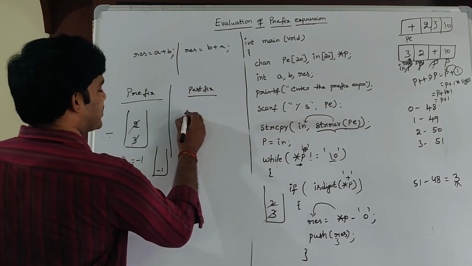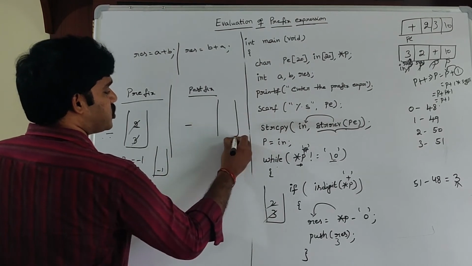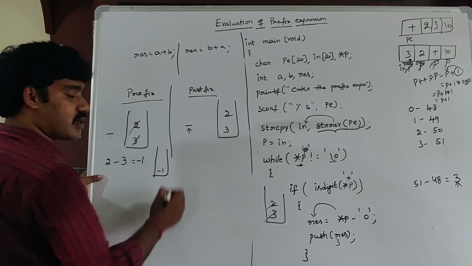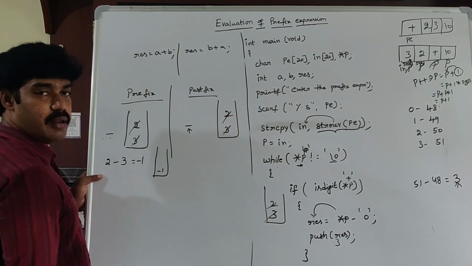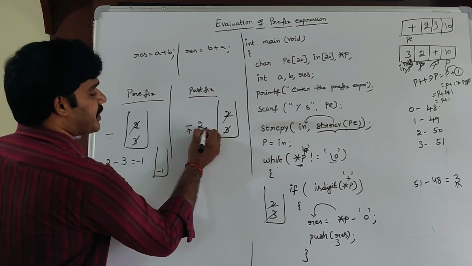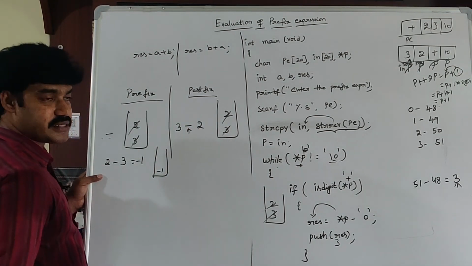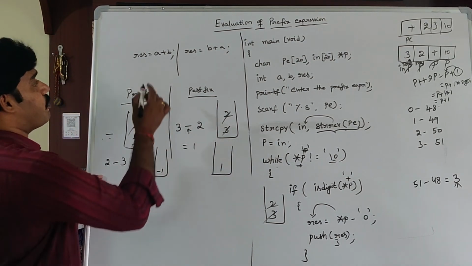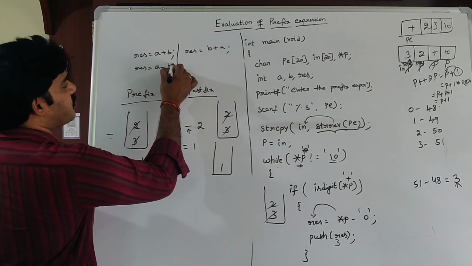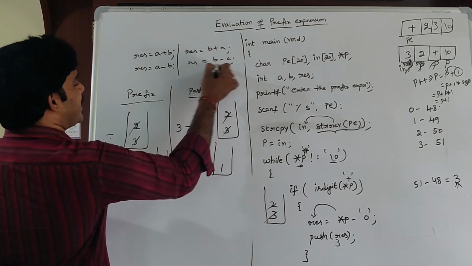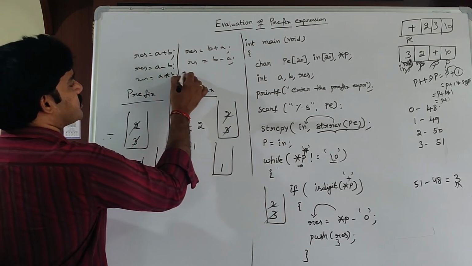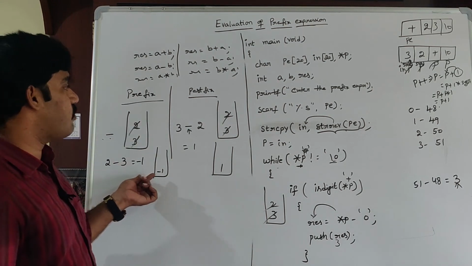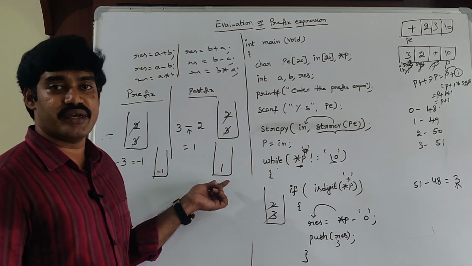Whereas if it is the postfix expression, minus, assume that your stack contains 3 as well as 2. When an operator is encountered, then pop the topmost two elements. The first popped element is placed on the right hand side and the second popped element is placed on the left hand side. 3 minus 2 is equal to 1. For that particular purpose, here I am writing result equal to A minus B, whereas here result equal to B minus A. Result equal to A star B, here result equal to B star A, like this. So this is the difference between evaluation of prefix as well as evaluation of postfix expression.